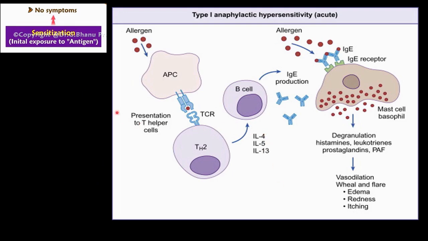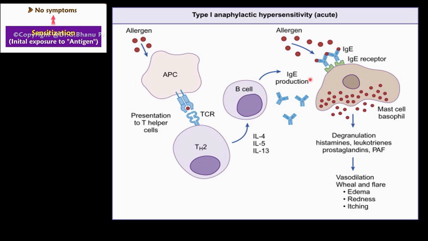So in this diagram you can see in the initial or the first exposure to antigen or allergen, the patient gets sensitized but remains asymptomatic. That is seen in this part of the figure. Here the antigen is taken up by antigen presenting cells and presented to T helper cells, especially the Th2, where the cytokines are released, which stimulates the B cell to produce immunoglobulin E. This immunoglobulin E binds to the Fc receptor of the mast cell and the person gets sensitized.